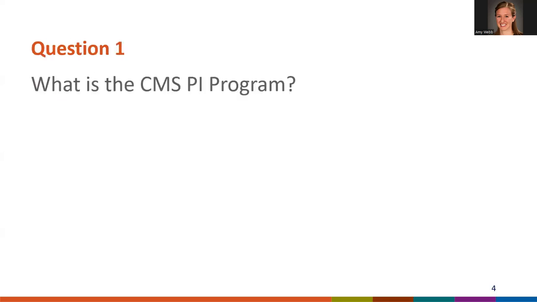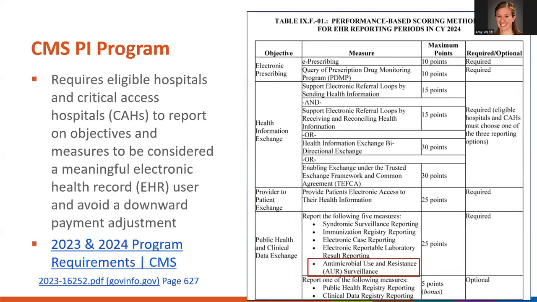First off, what is the CMS PI program? The PI program requires eligible hospitals and critical access hospitals to report on objectives and measures to be considered a meaningful electronic health record, or EHR, user and avoid a downward payment adjustment. The PI program has been in existence for many years. It was previously known as the Meaningful Use Program and was renamed to Promoting Interoperability.